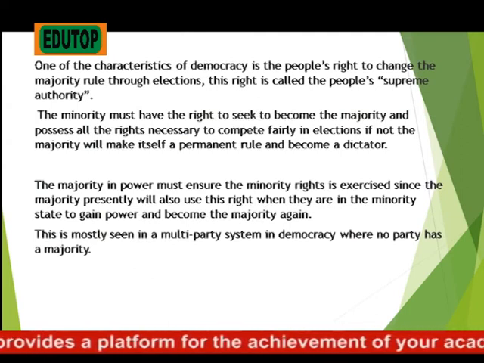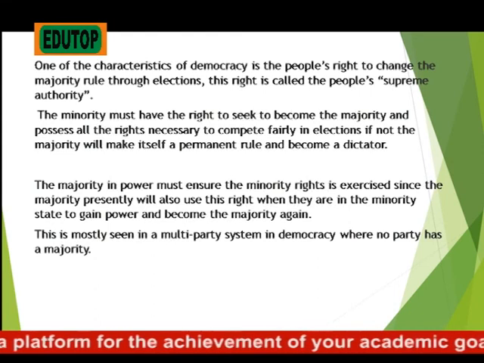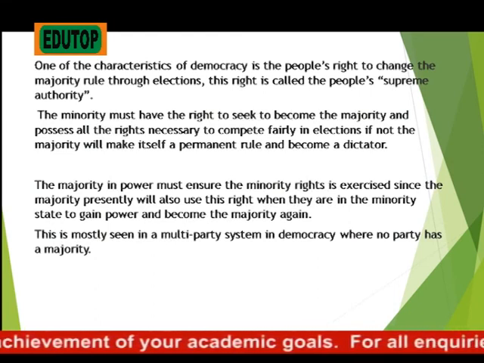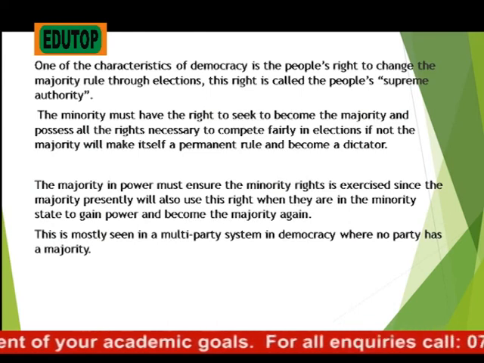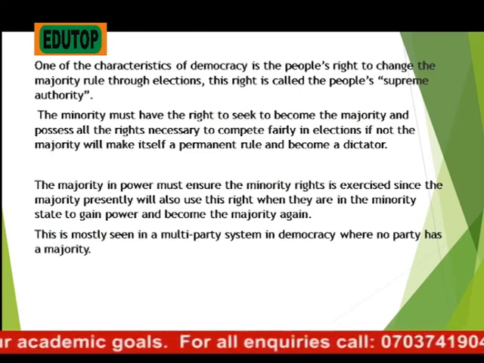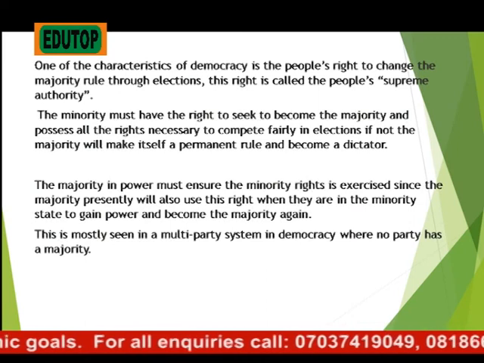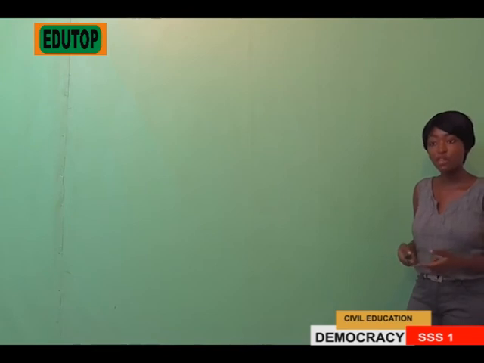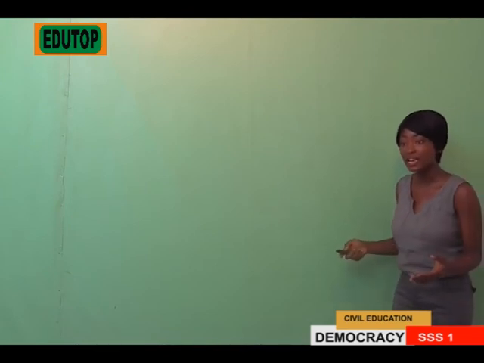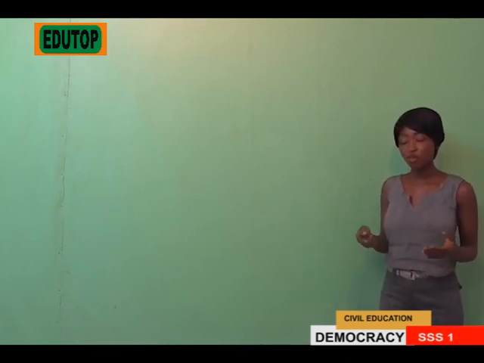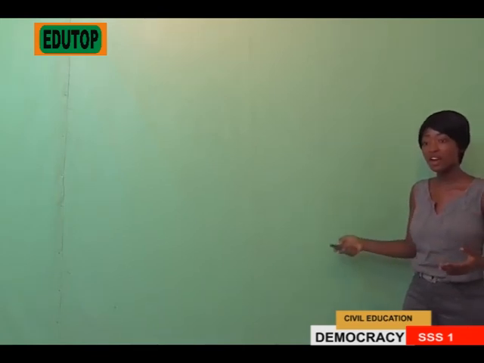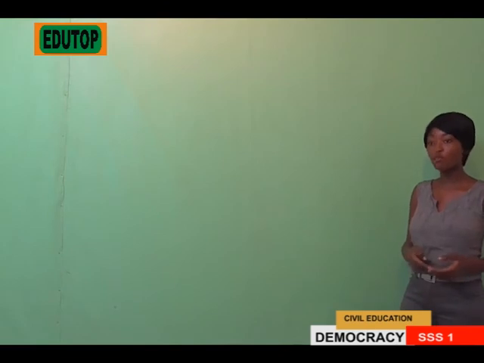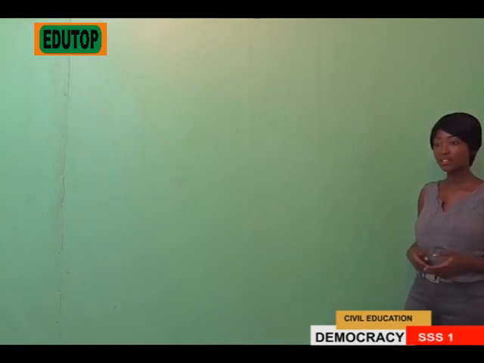But the minority presently have the right to vote the majority out of power. Therefore, the minority would now become the majority, and the majority would now become the present minority. This means the majority currently in power needs to provide the right avenue for the minority to exercise their rights, because the majority presently will also become a minority later on.